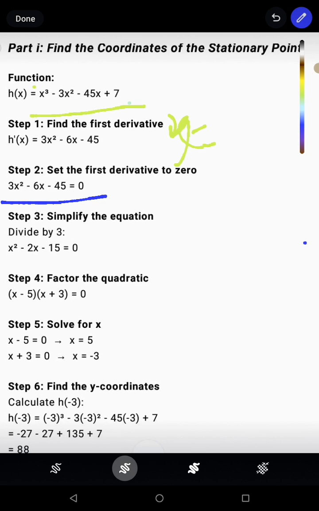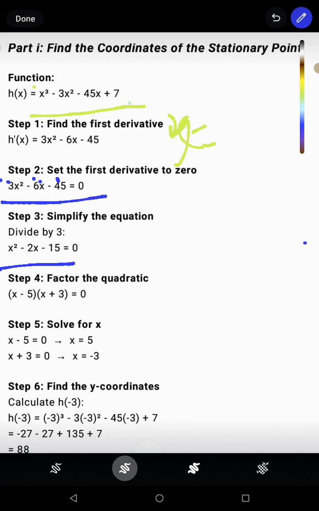Now, we notice that there's a common factor. And what is that factor? Oh, somebody is saying 3. Yes, it's common to everything. So we factor out the 3 and leave the rest. Here we are left with x squared, here we have minus 2x, here we have minus 15. So we want to solve this.